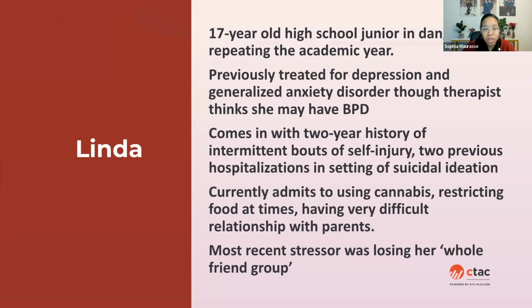So here's an example of a case that I had, and we'll call her Linda. She was a 17-year-old who was in danger of repeating the academic year because she had a really hard time making it to class. She had previously been treated for depression and anxiety. And her therapist thought, could this be BPD because of all the other areas in which she was struggling? She had intermittent bouts of self-injury, previous hospitalizations because of suicidal ideation. And in addition to the self-injurious behaviors, she was using things like cannabis, restricting food at times, and really having a difficult time maintaining relationships with peers.